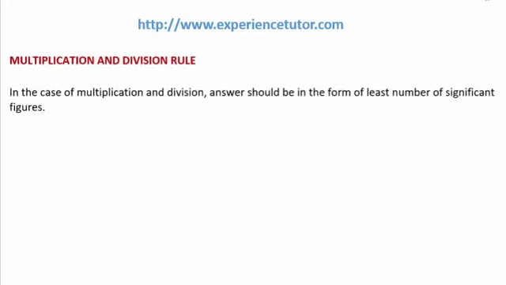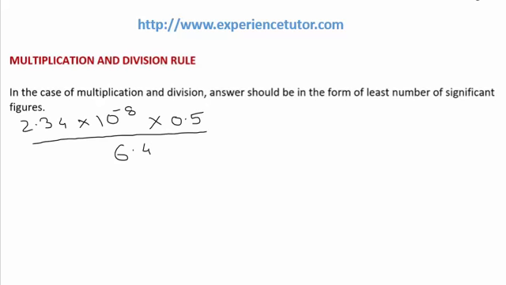In the case of multiplication and division, the answer should be in the form of the least number of significant figures. For example, we have a sum: 2.34 times 10 to the power minus 8 times 0.5 upon 6.4. We need to write the answer in significant figures.